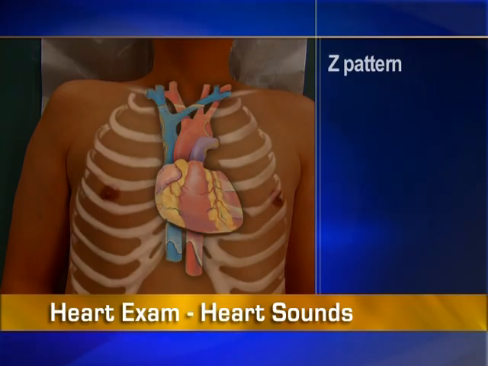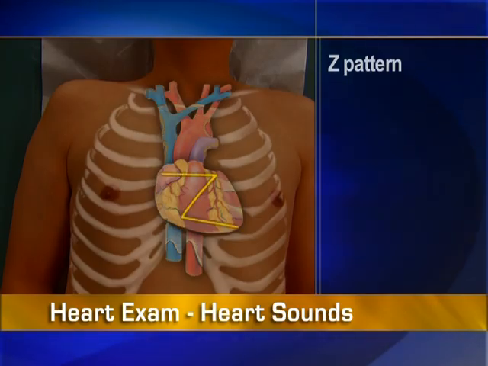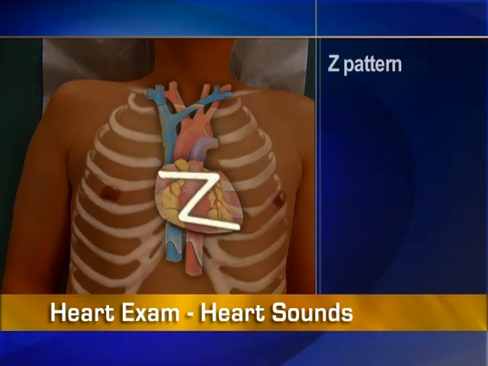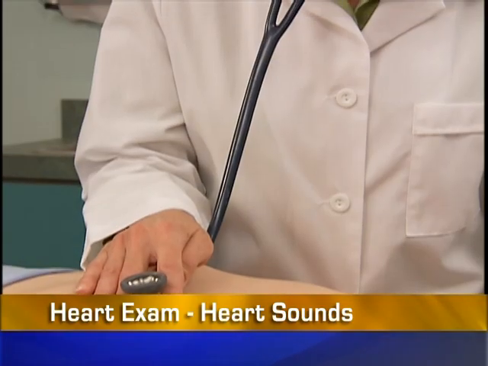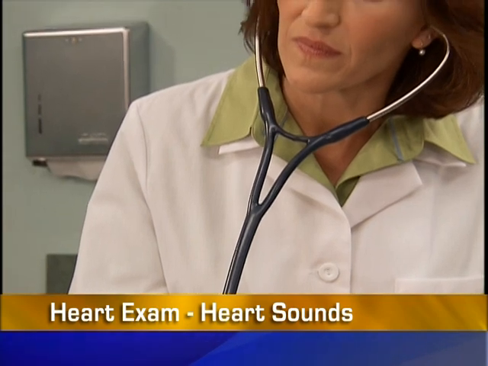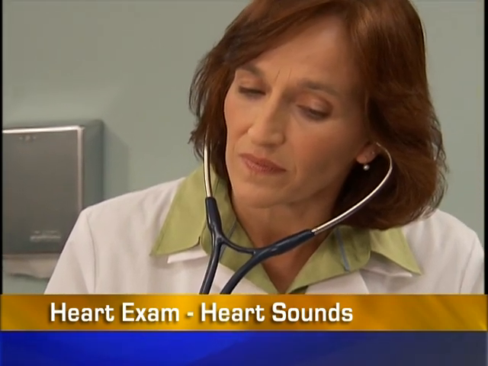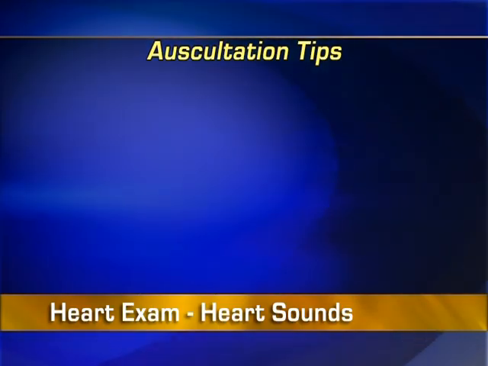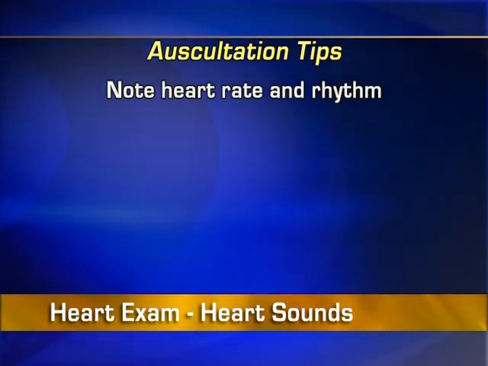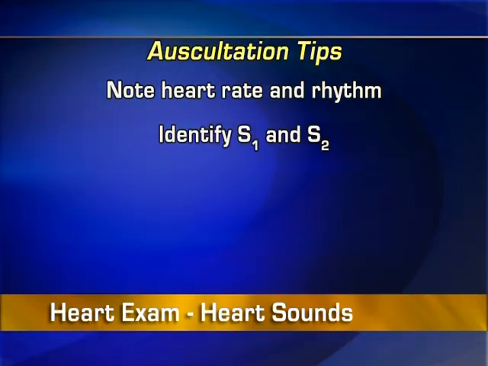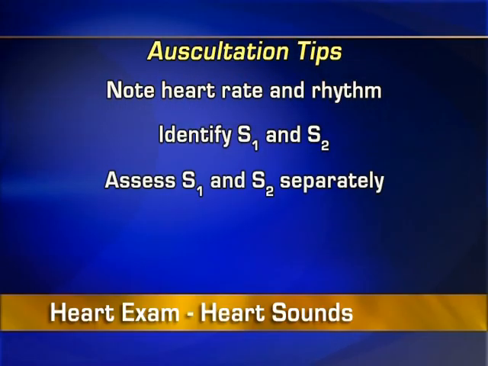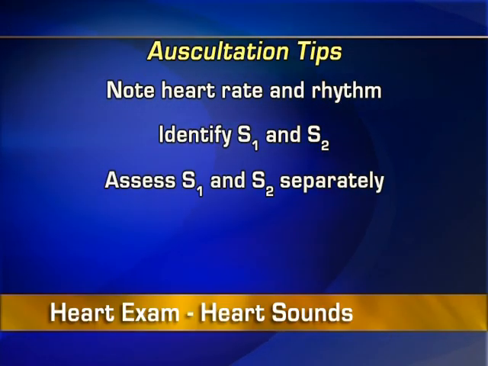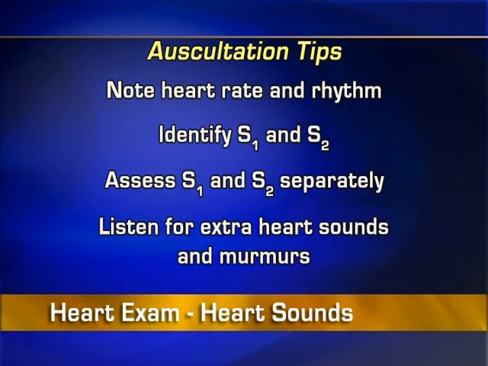Move the stethoscope slowly in a rough Z pattern from the apex of the heart, across and up, and then across the base. To evaluate heart sounds most accurately, focus on just one sound at a time and follow these steps. At each location, note the heart rate and rhythm. Identify S1 and S2. Assess S1 and S2 separately, and listen for extra heart sounds and murmurs.